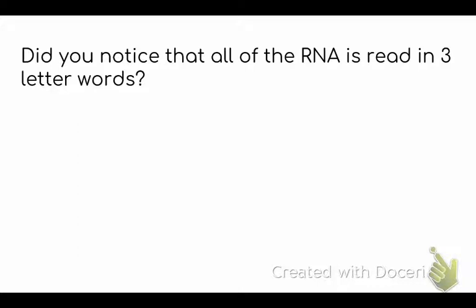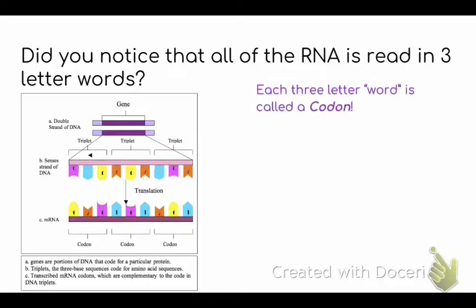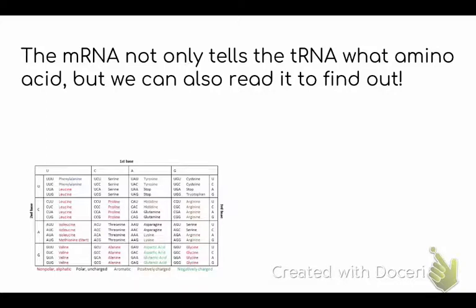So, did you notice that all the RNA is read in 3-letter words? Each of these 3-letter words is what we call a codon. All right? So, there's a codon because there's 3 bases. Here's another codon. Every 3 bases is called a codon. So, we can read these codons using the codon chart to determine what amino acid is coming next.